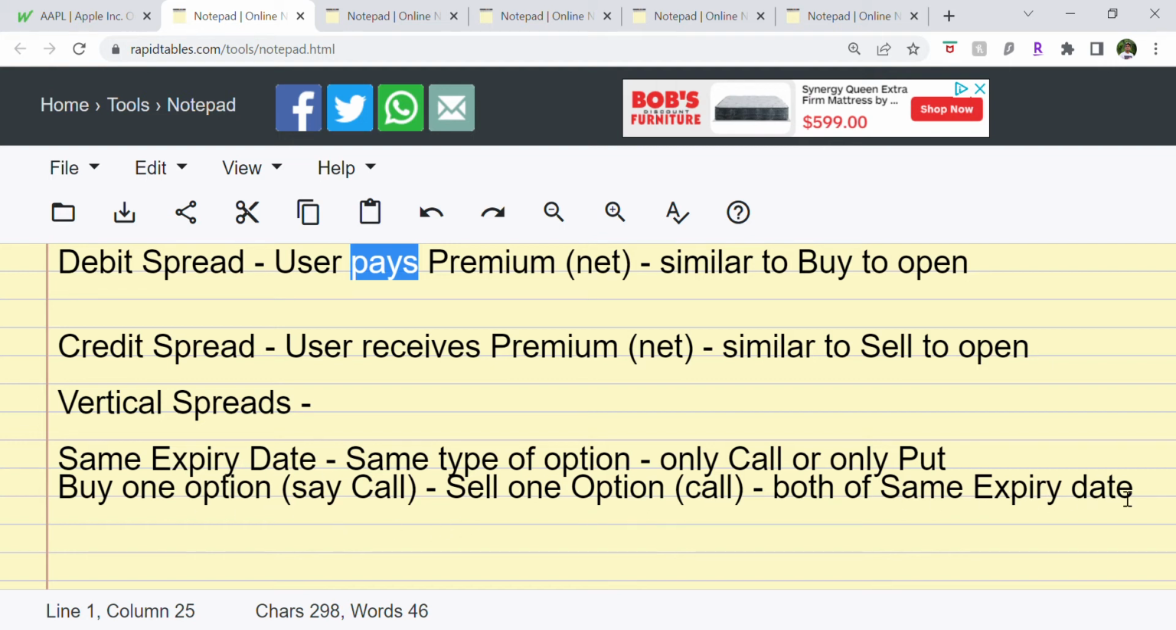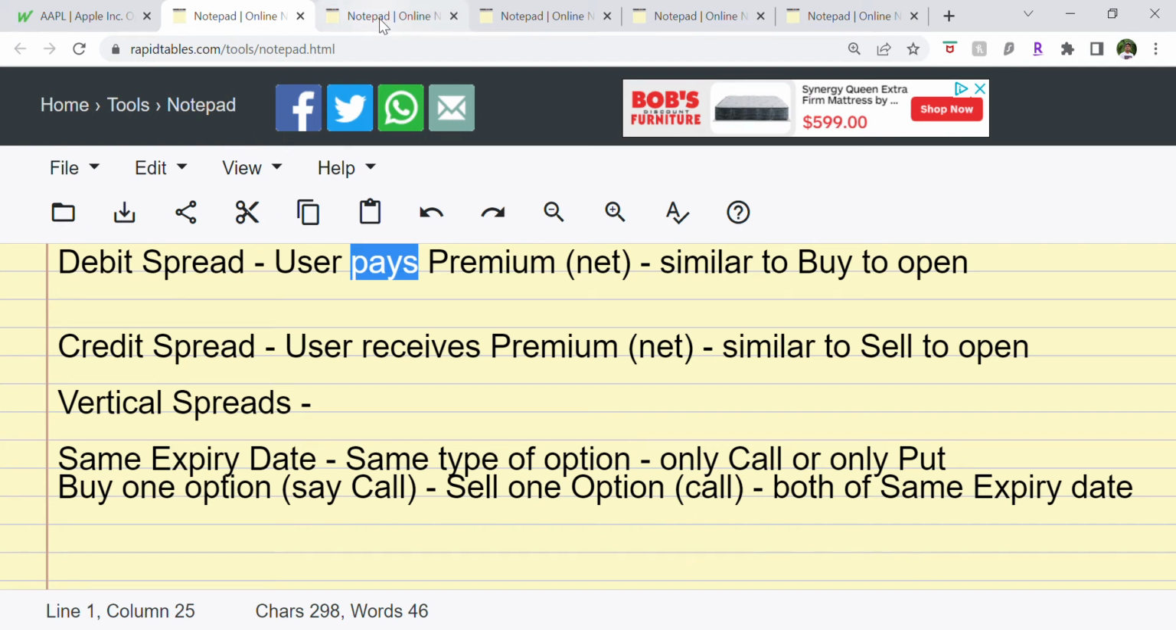So in this example I have given, we buy a call and sell the same type of option, that is a call, and both have the same expiry date. We'll see clear examples of that. So this is one main part.